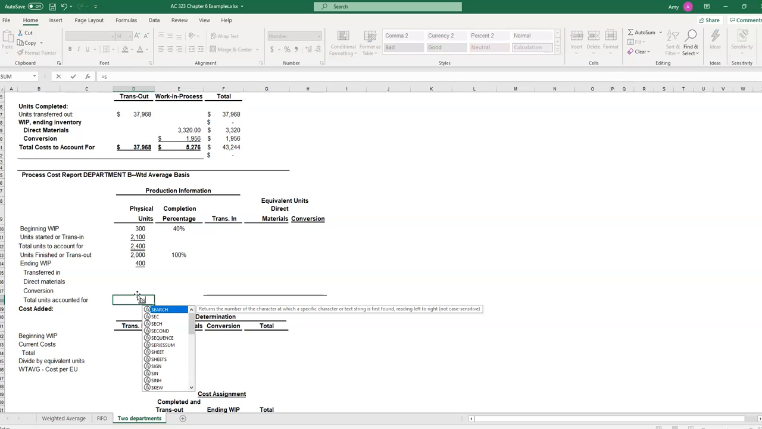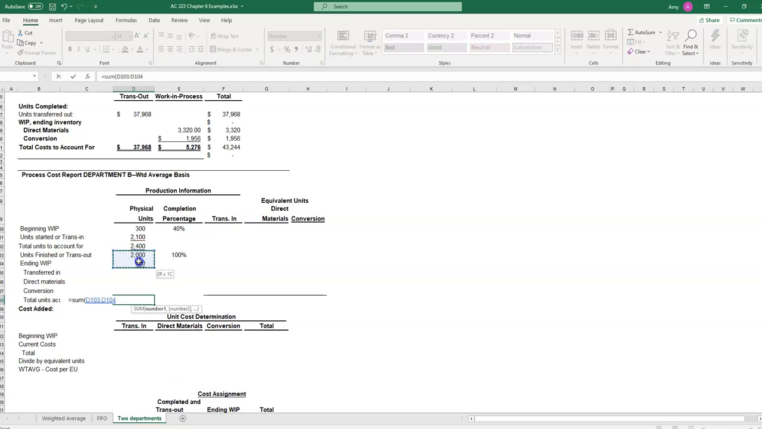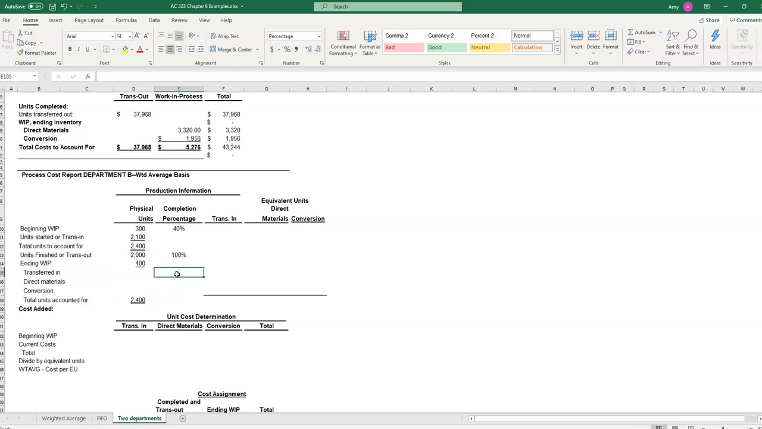Our total to account for is 2,400 units. We are 100% complete for what was transferred in. Our ending work in process is 100% complete for direct materials, and we were 70% complete in conversion. So we have these 2,000 units that were 100% complete.